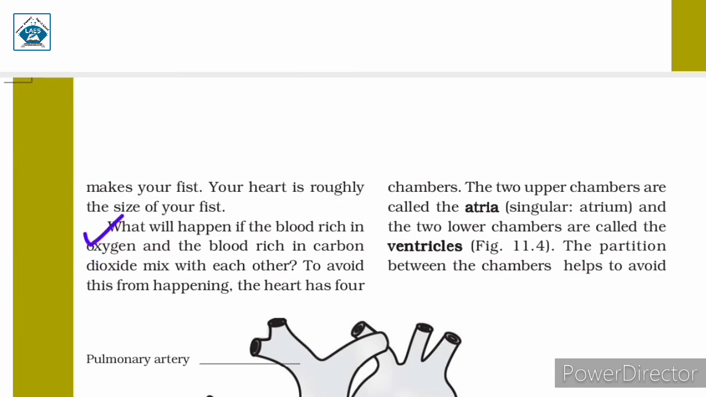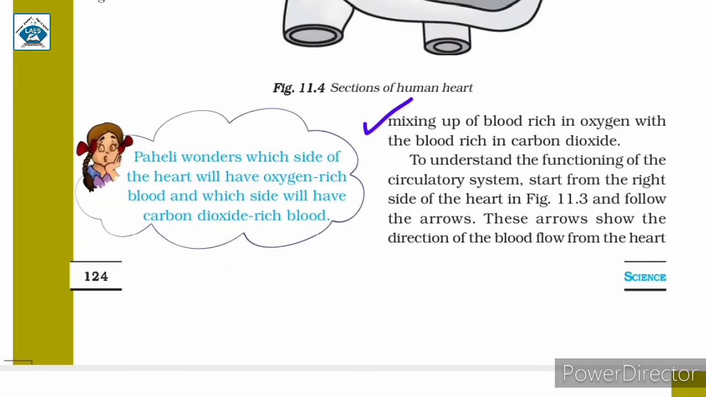What will happen if the blood rich in oxygen and the blood rich in carbon dioxide mix with each other? To avoid this from happening, the heart has 4 chambers. The upper 2 chambers are called the atria, which is plural, singular is atrium, and the 2 lower chambers are called ventricles. The partition between the chambers helps to avoid mixing up of blood rich in oxygen with the blood rich in carbon dioxide.